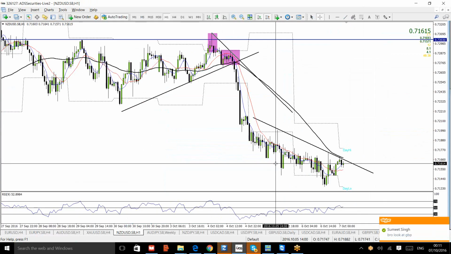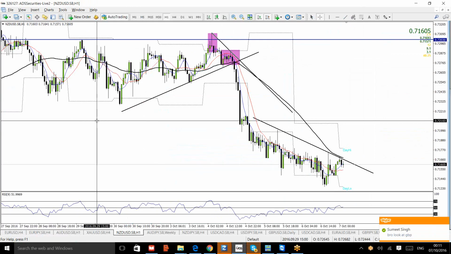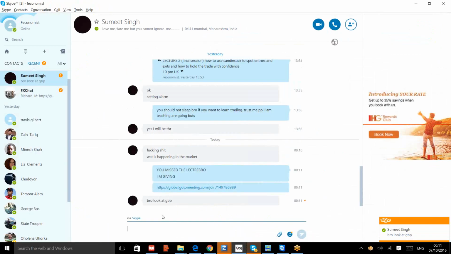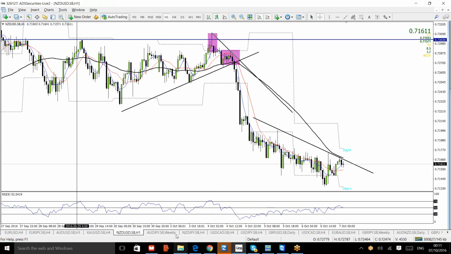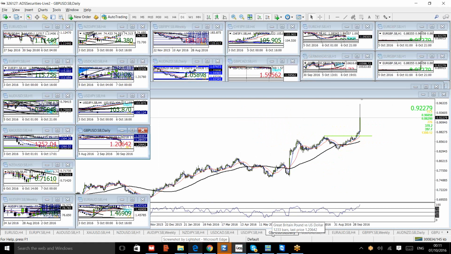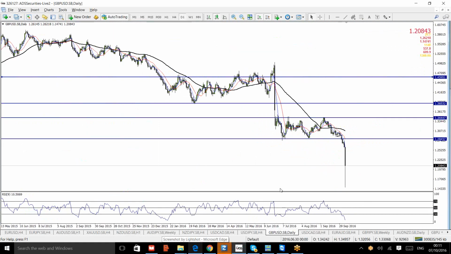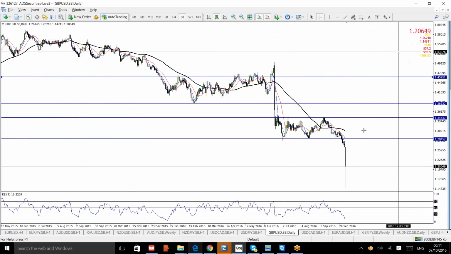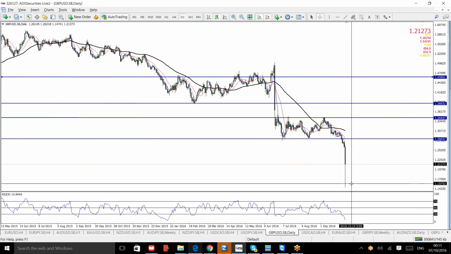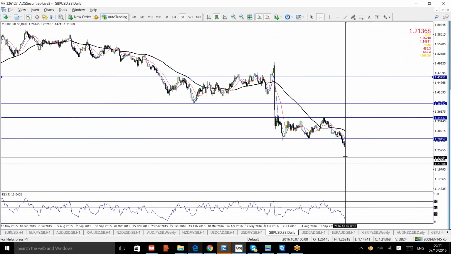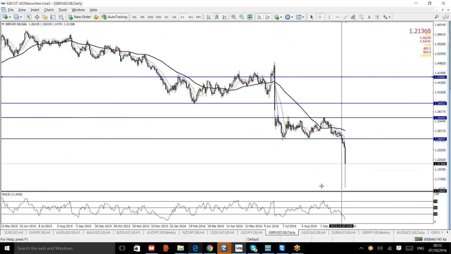Euro yen, something is happening in the market. Give me a minute, guys. Let me have a look quickly what's happening. Oh, beautiful, guys. What I have been saying, that GBP will go to 1.1516, right, guys? Did I not say it? See what happened.